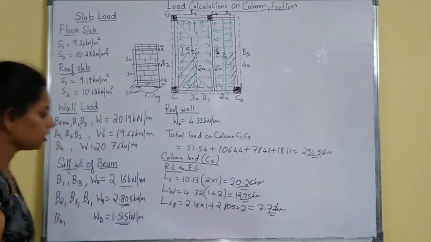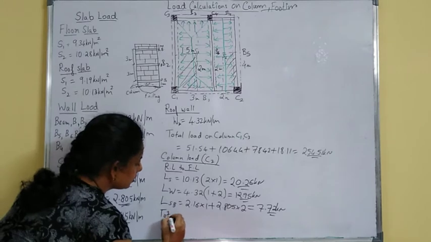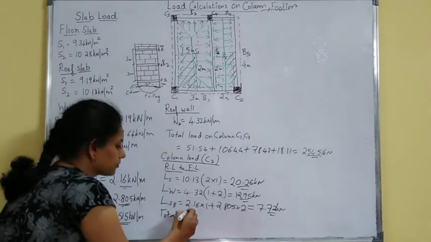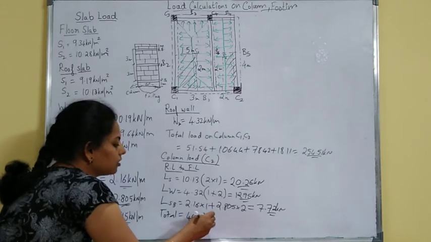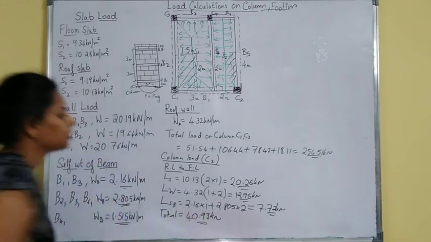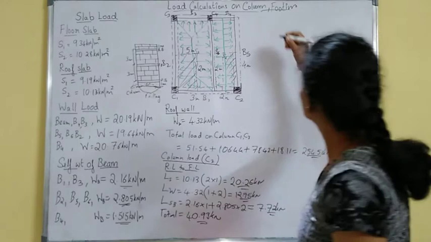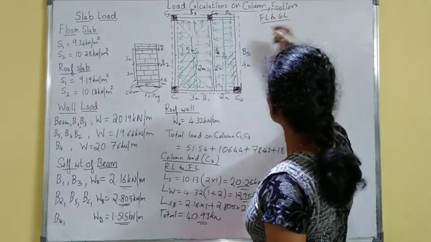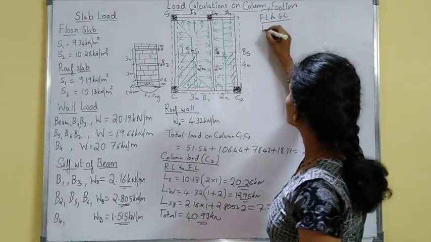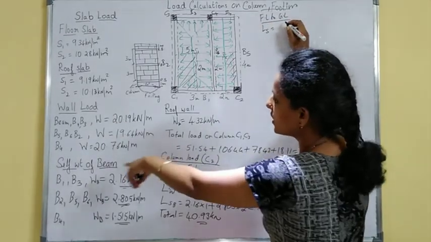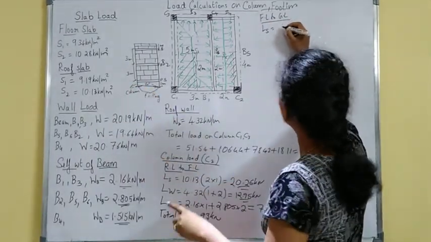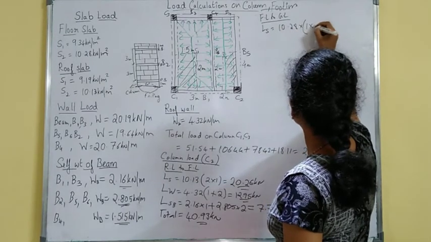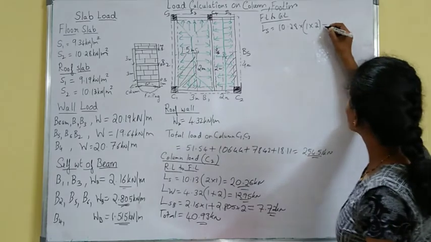Sulfate. Okay, next calculate. Total will be 40.93. Add all. Next, floor level to ground level, same way. So slab load, slab is here for it will be 10.28 into 1 into 2.